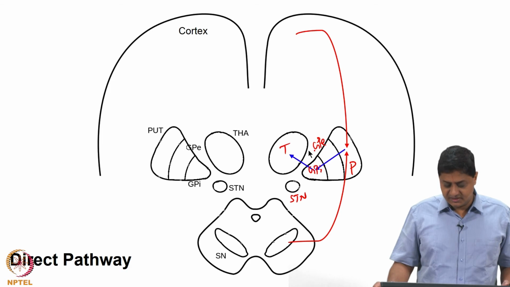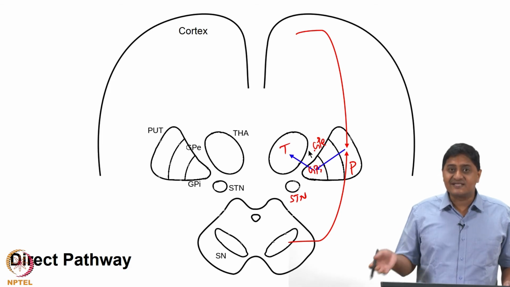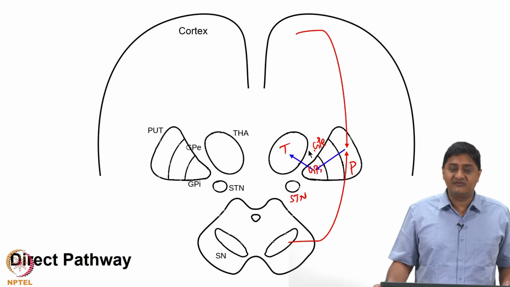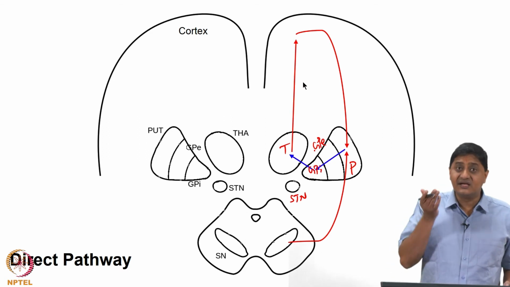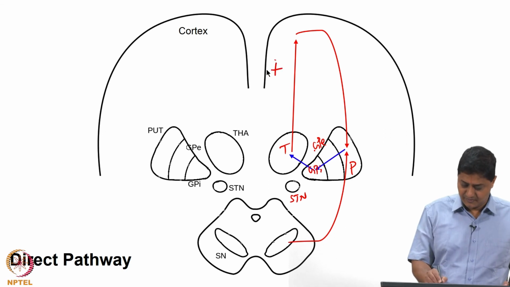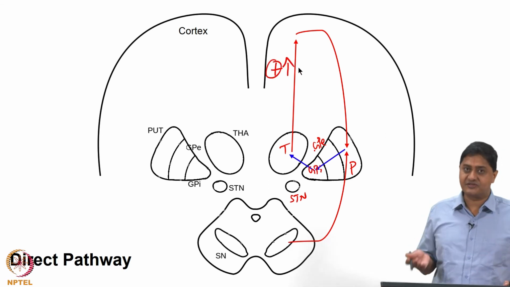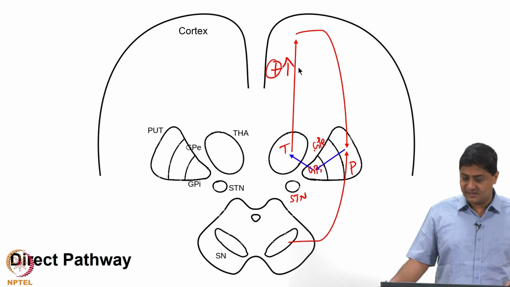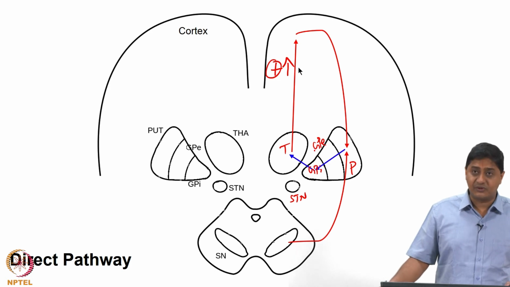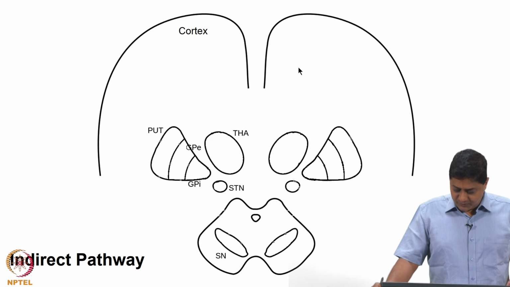So, essentially this direct pathway excites the activity of the thalamocortical neurons, or disinhibits the activity at the thalamocortical neurons. So, that means from the thalamus to the cortex there is an increased level of excitation. So, the possibility that there is going to be excitation at the cortex is increased by the activity of the direct pathway. So, in the indirect pathway what happens is the subthalamic nucleus is involved.